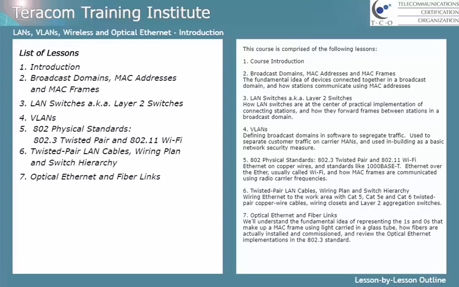Lesson 7 finishes the course with a comprehensive lesson on optical Ethernet and fiber links. We'll understand the fundamental idea of representing the ones and zeros that make up a MAC frame using light carried in a glass tube, how fibers are actually installed and commissioned, and review the optical Ethernet implementations in the 802.3 standard.